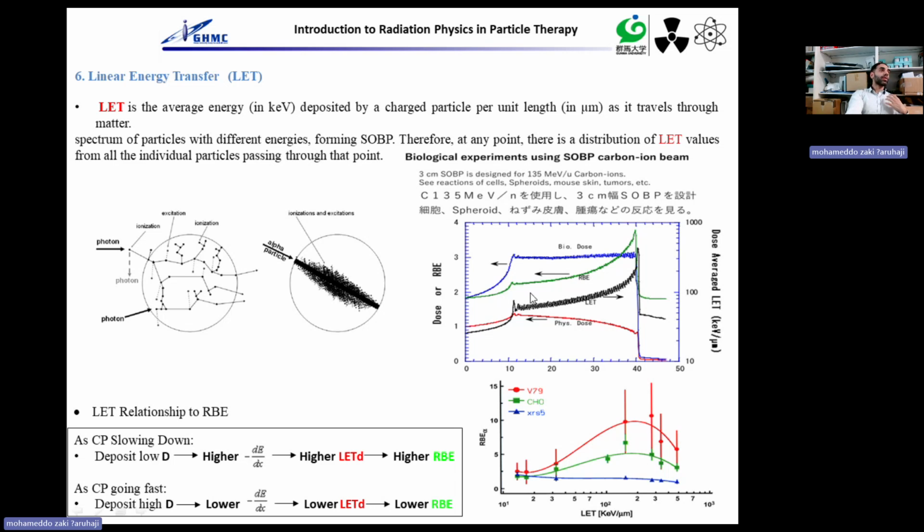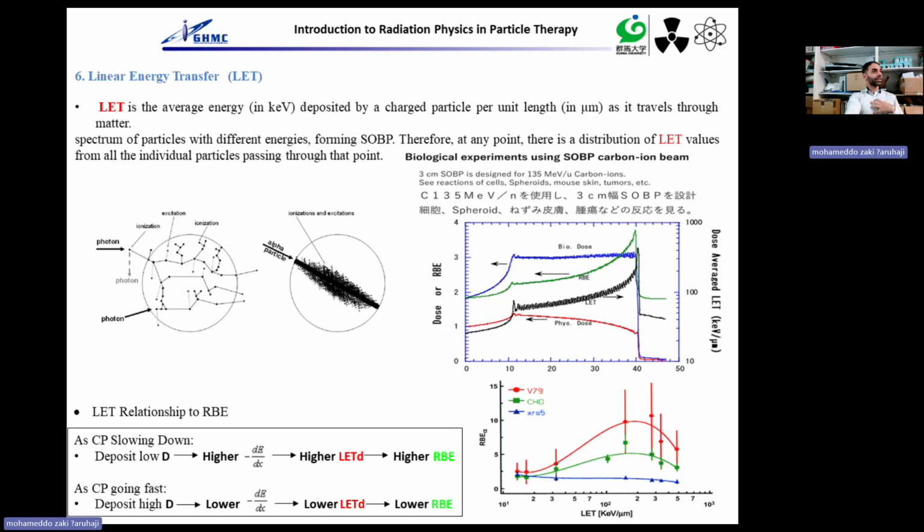The main reason why we want to have a very good LET is to make sure that we are causing the right damage, more double strand breaks, and we make sure our RBE is good. If we go more, I may kill the person. If I go less, I'm not going to benefit from this amazing advantage of having LET. So the distribution of LET is very important for us.